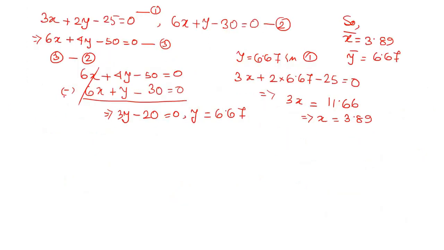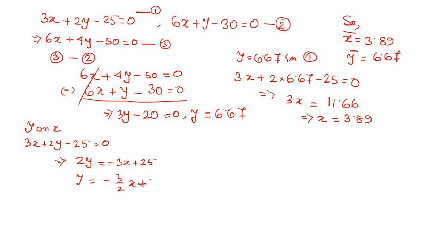Well, so what we have? We have our y on x as, if you remember, thrice x plus twice y minus 25 equal to 0. So from here we keep y on one side and take the other things to the other side. So I get 2y equal to minus 3x plus 25, and then I get y equal to minus 3 by 2 x plus 25 by 2, that is 12.5. So this gives me byx equal to minus 3 by 2.